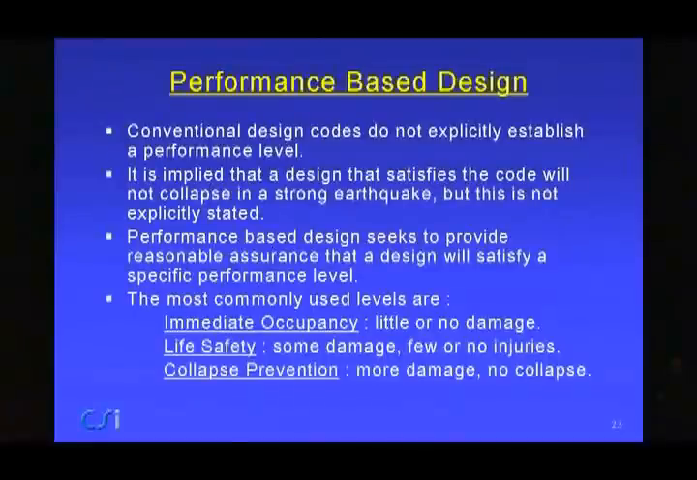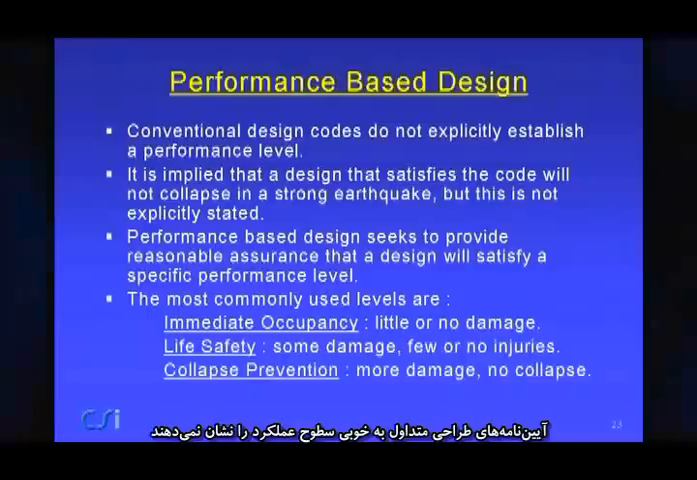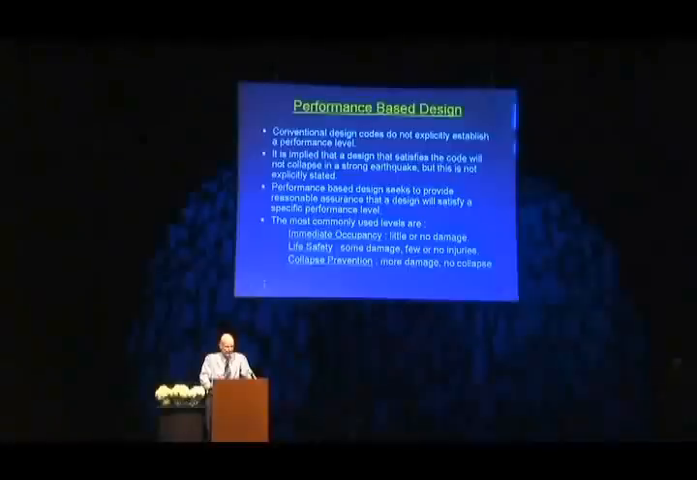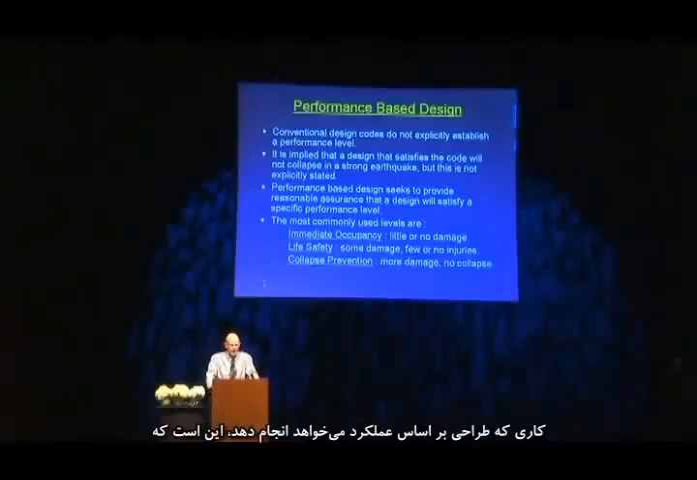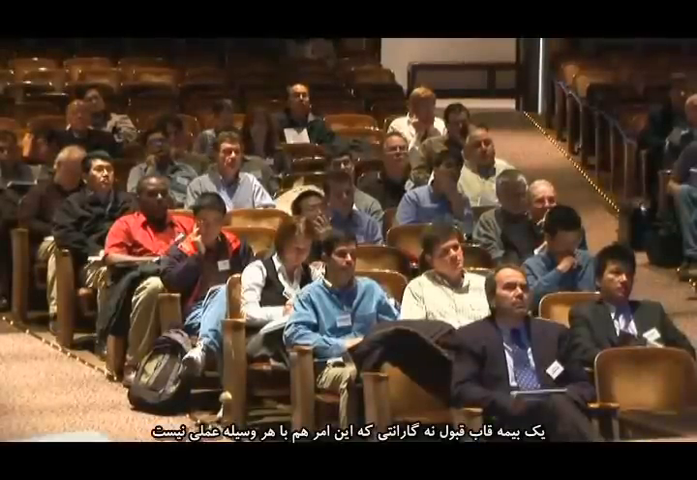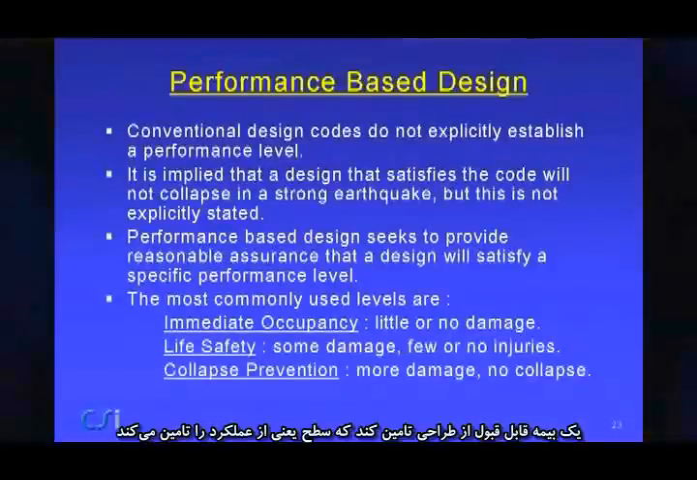Performance-based design. Conventional design codes do not explicitly establish a performance level. They imply that if your structure satisfies the code, then it won't collapse in a strong earthquake. But this is not explicitly stated. What performance-based design seeks to do is provide reasonable assurance, not a guarantee by any means. This is also probably impossible. Reasonable assurance that the design will satisfy a specific performance level.